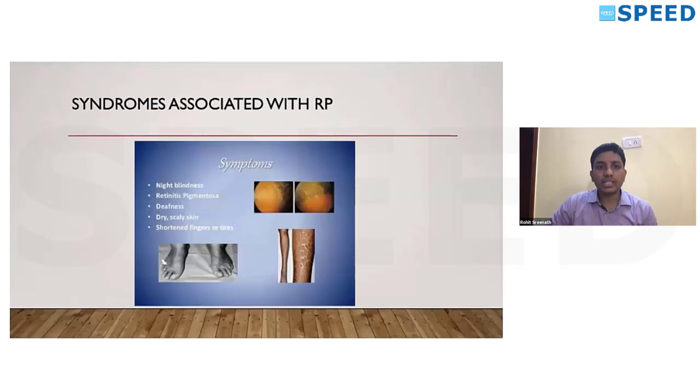With this introduction, we'll discuss the various syndromes which are associated with retinitis pigmentosa. I'll be giving you examples and the presentation, so we will diagnose the syndrome at the end of the discussion.